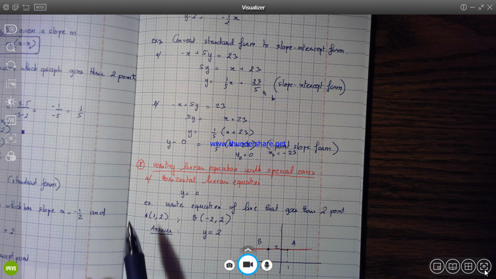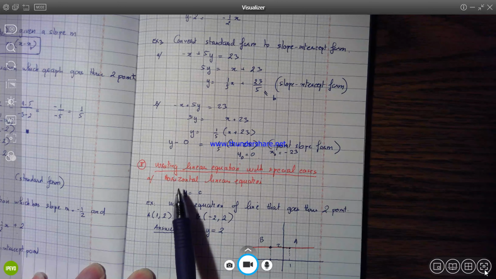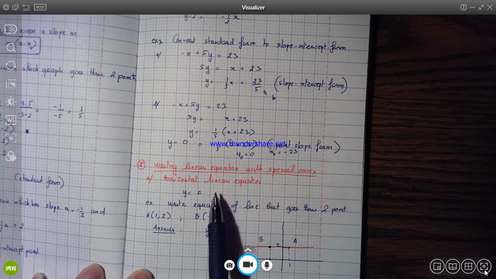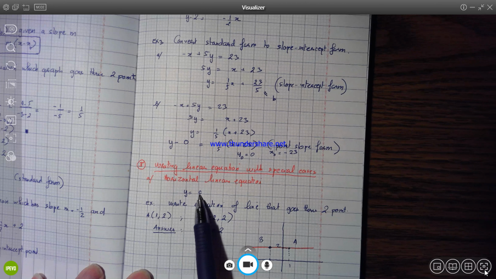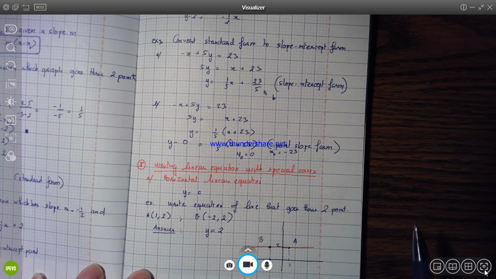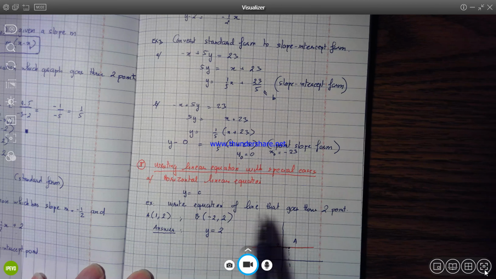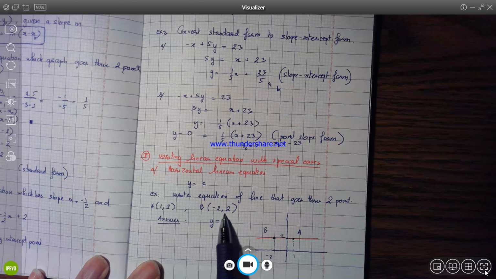Let's jump to the first case. The case is a horizontal linear equation, a horizontal line. You know from the last video that the horizontal line is y equal to a number, right? This horizontal line is parallel to the x-axis. Write a linear equation that goes through 2 points. The first point is (1, 2). The second point is (-2, 2).